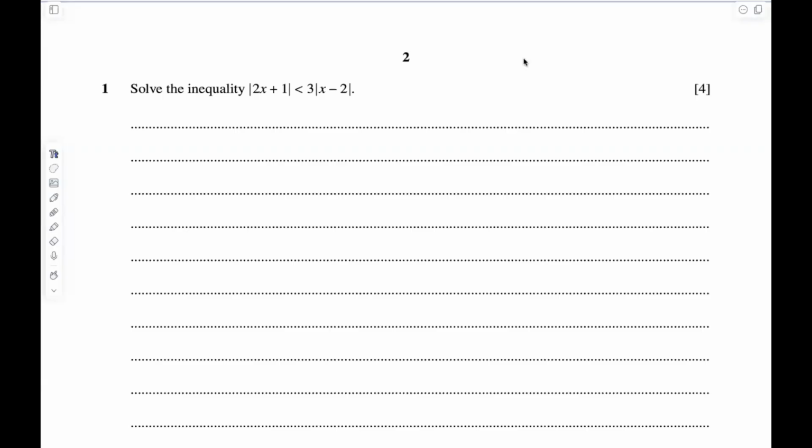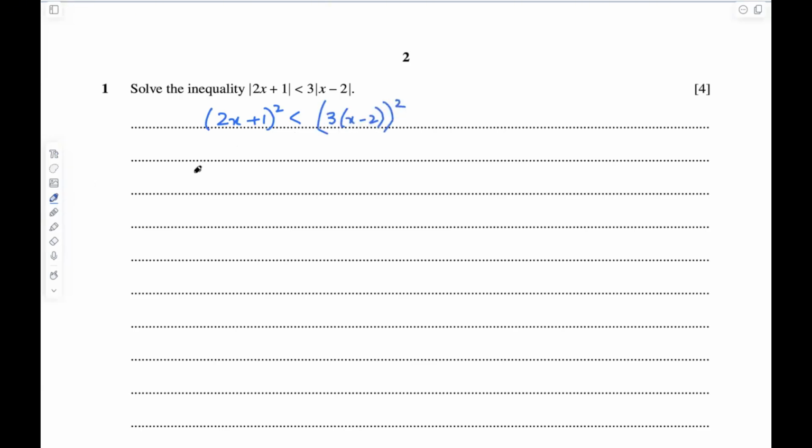In question 1, we have to solve the inequality |2x + 1| < 3|x - 2|. Now, whenever we have the modulus function involved, it is easiest if we just simply square both sides. So squaring the left-hand side, we'll get (2x + 1) squared, and this will become 3 into (x - 2), and we'll square this side as well.